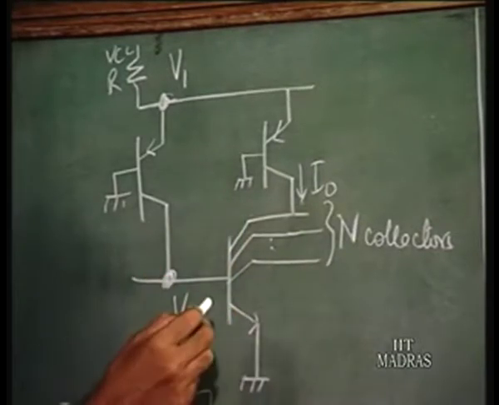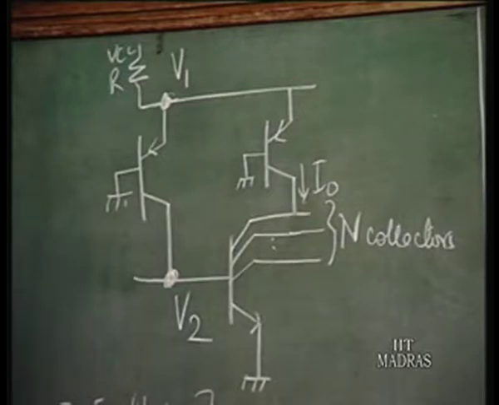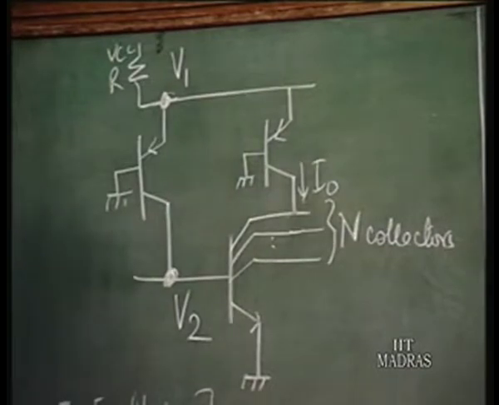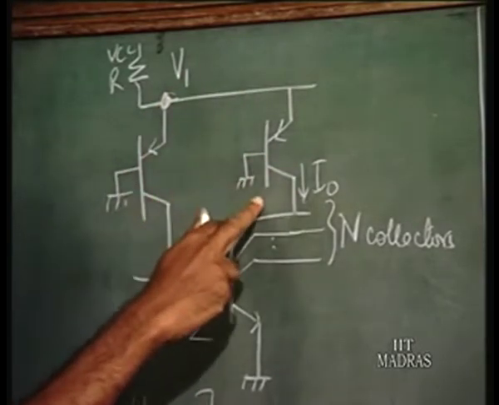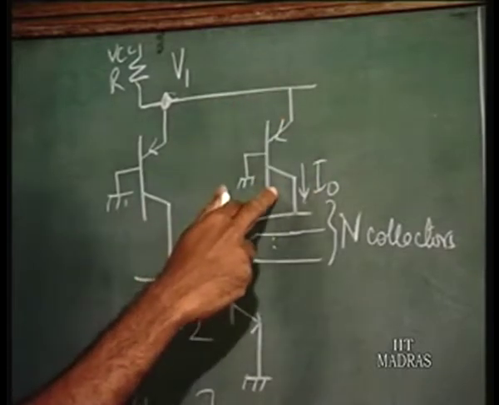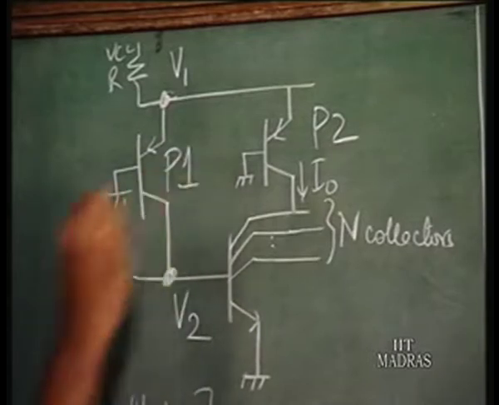We are looking at the condition for saturation. The base collector voltage is around 0.2 volts, so the base collector voltage is much less than the base emitter voltage. When we look at the PNP transistor, it is in the active region. I call this P2 and let me call this P1.